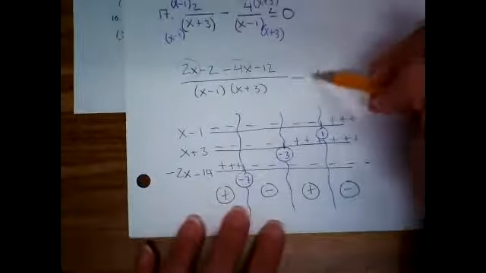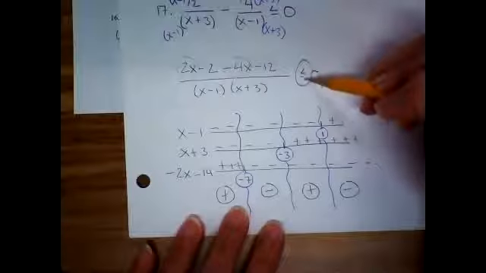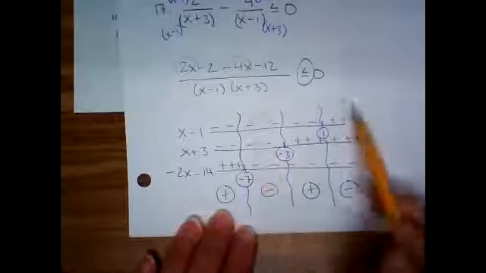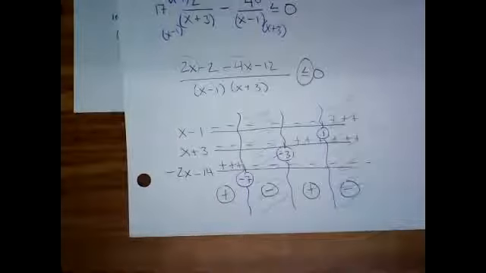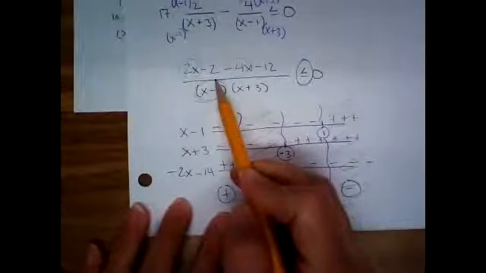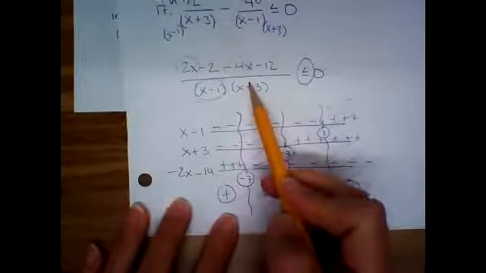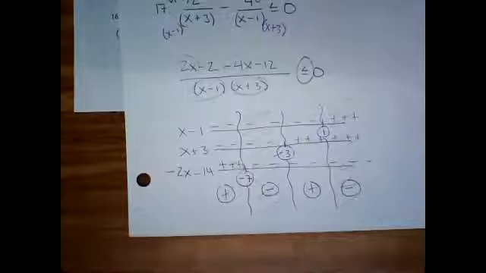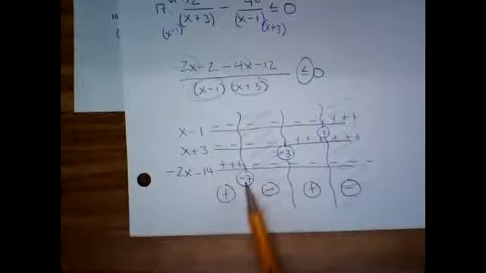Which sections do we want? Well, what is this symbol telling us? Less than. That means we want the negative sections. Brackets or parentheses? Okay. So the problem says brackets, but you can't bracket 1 and you can't bracket -3. Why not? Because they're your troublemakers. They'll make the denominator 0. You can bracket -7, but these two are going to have to be parentheses.